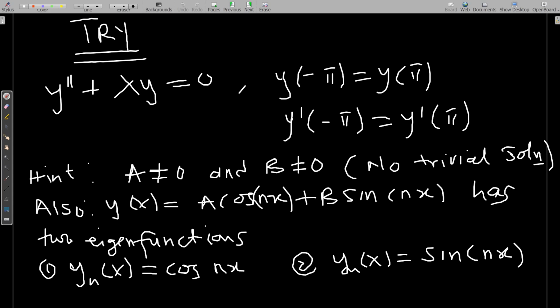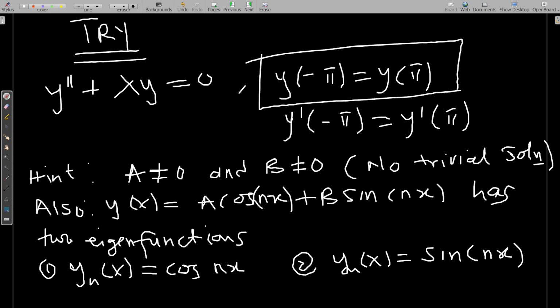I have y prime prime plus lambda y equals 0, with these boundary conditions: y of minus pi is the same as y of pi, and y prime of minus pi is the same as y prime of pi. Wow. So you have to work hard. Hence, know the conditions.